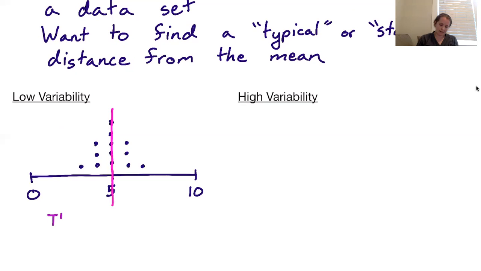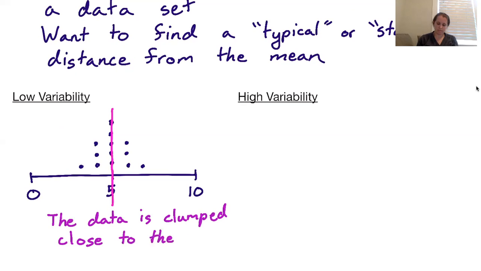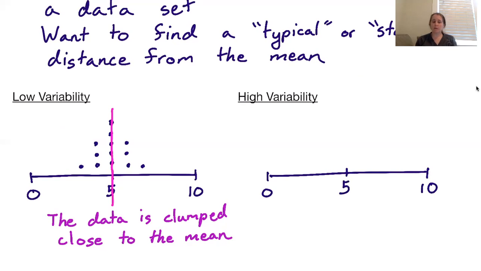where the data is clumped close to the mean. And then for high variability, the data is more spread out.